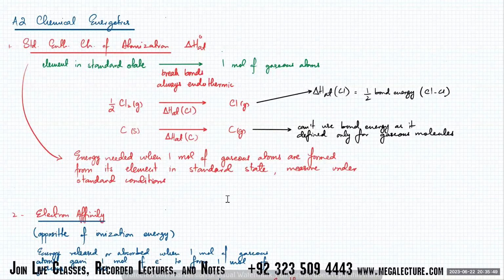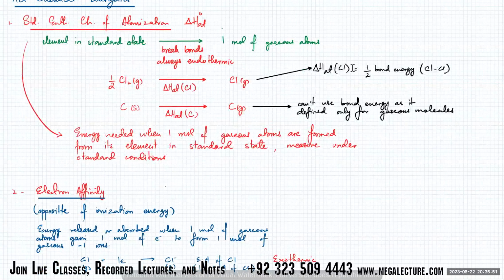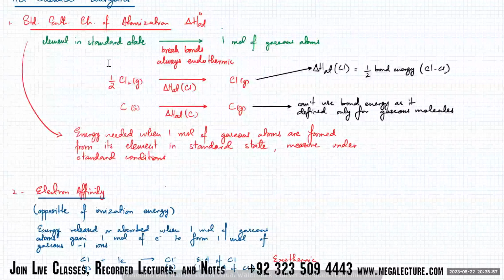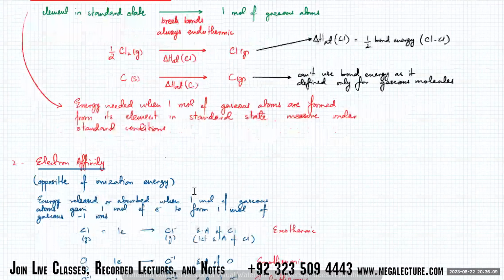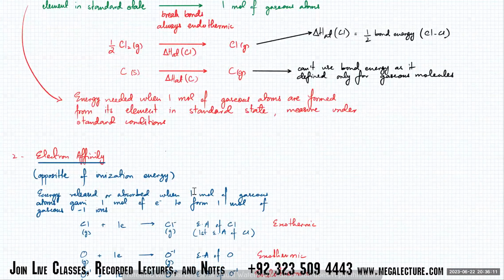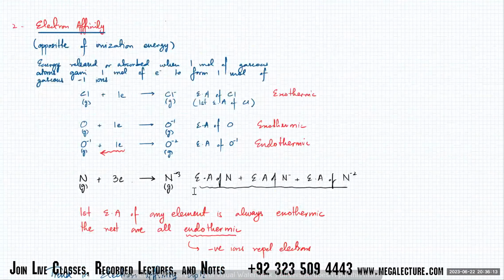And I explained that sometimes you can find it using bond energies, but bond energies are only applicable if the molecules are gaseous. You can't do that for atomization of carbon. You can't use bond energies for that because in that case, the element is a solid. So bond energies are not defined for solid elements.